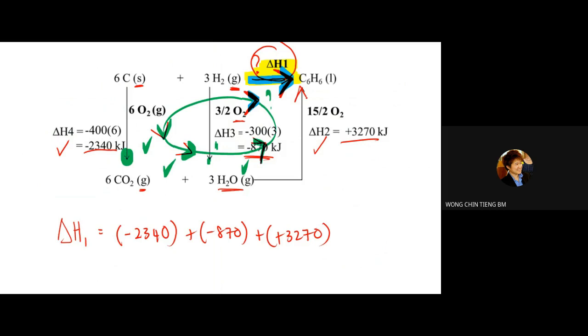Nampak tak? Kepala dia langgar. Kepala dia akan pusing langgar. Kalau semua kepala dia pusing dan langgar, dan kita tambah je value dia. Itulah jawapannya. Nampak? So the most important thing is, which arrow is the arrow that we want. Alright? And then the rest, kamu pusing lah sehingga kamu langgar dia. Okay? Make sense? And that is Hess's law.